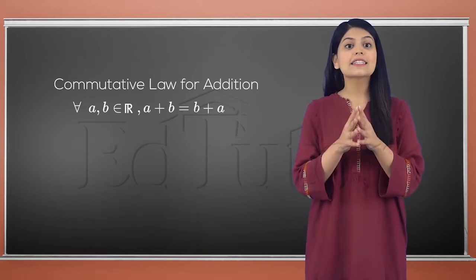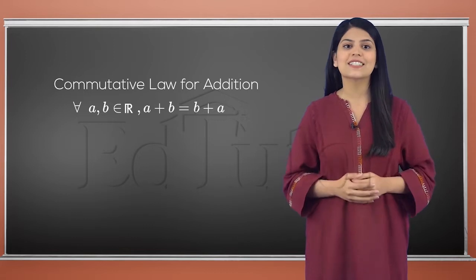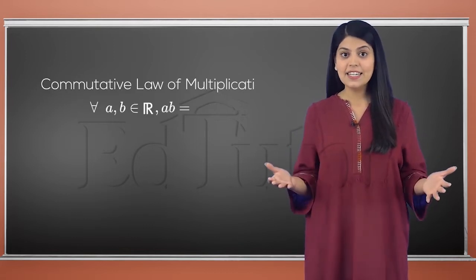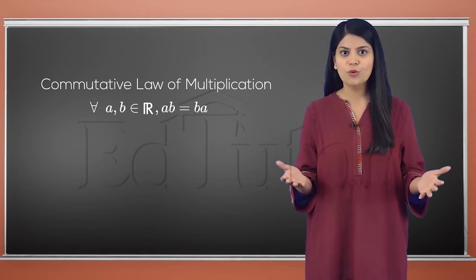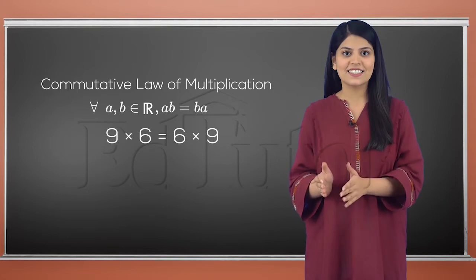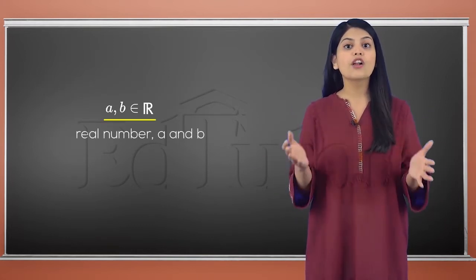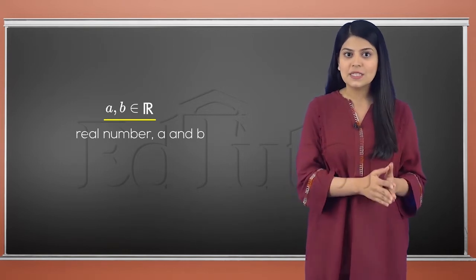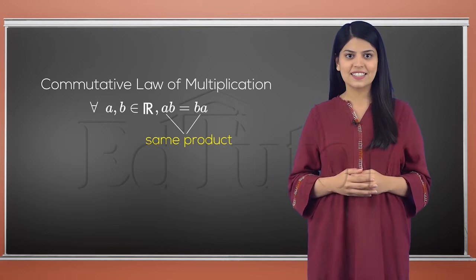Next, you had the commutative law of addition, which said that the order of the sum didn't matter. Similarly, it doesn't matter with the products as well. So, if you multiply 9 by 6 or 6 by 9, you'll get the same answer. In general, for all real numbers A and B, the order of multiplication doesn't change the answer.